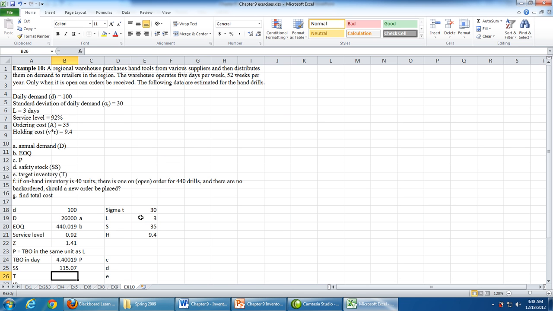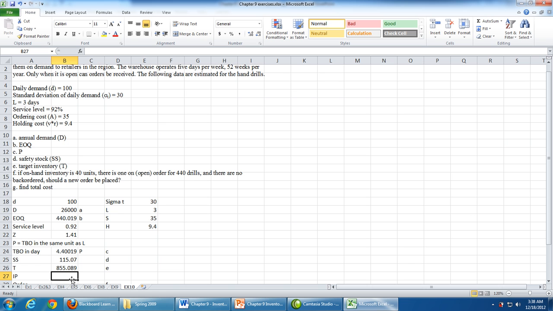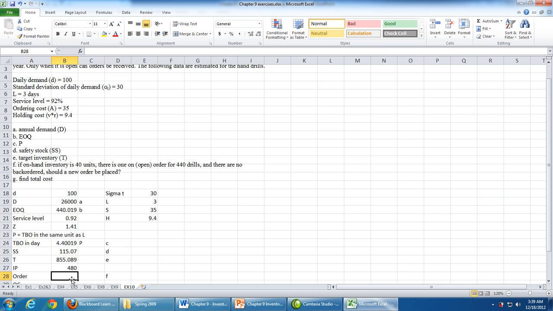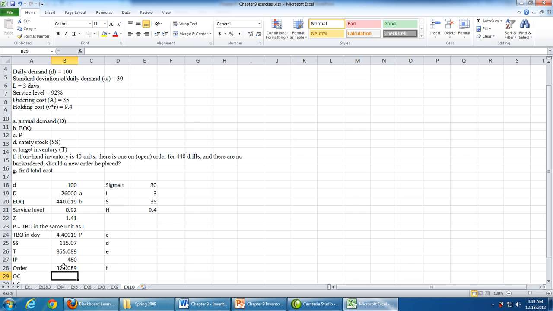Target inventory equals D times P plus L plus safety stock. If inventory position is 480, the order is the difference between target inventory and the inventory position. So the order amount will be 375.